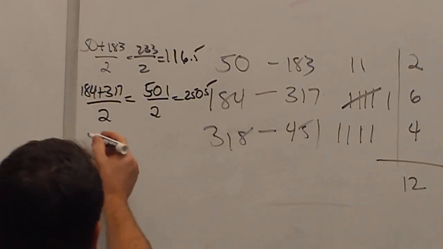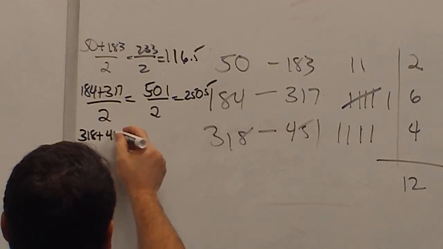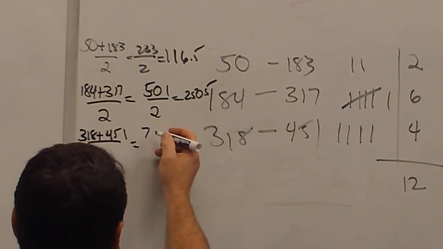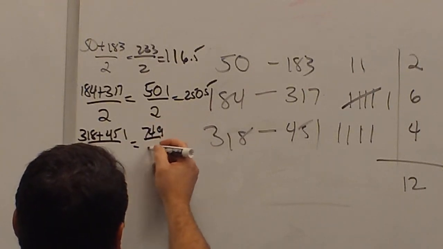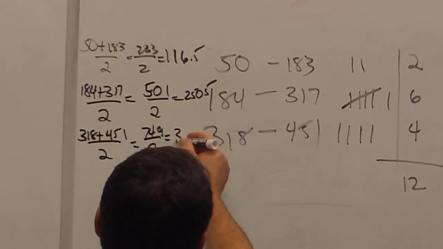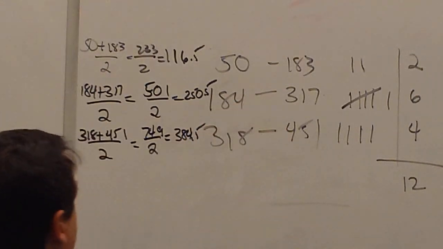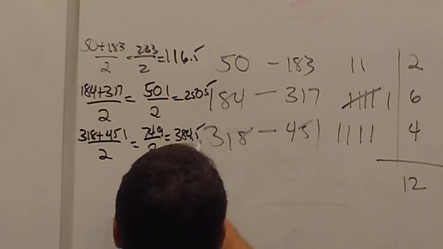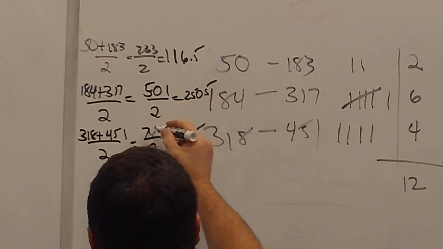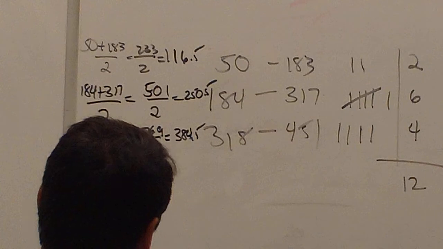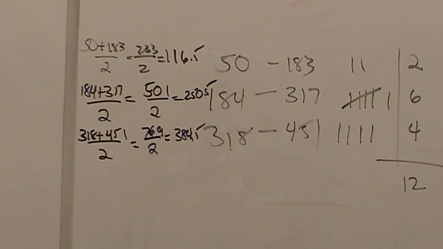Okay. Next one is 318 plus 451 divided by 2. That's going to be 749 divided by 2. And that's going to be 384.5. Is that right? Okay. What is it? 769. 384.5, right? Anyone get that?